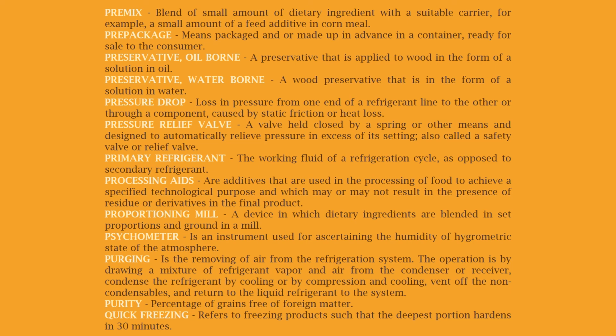Purging is the removing of air from the refrigeration system. The operation is by drawing a mixture of refrigerant vapor and air from the condenser or receiver. Condense the refrigerant by cooling or by compression and cooling. Vent off the non-condensables. And return the liquid refrigerant to the system. Purity. Percentage of grains free of foreign matter.